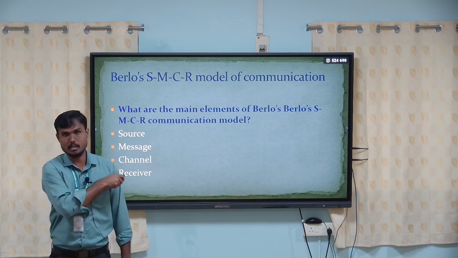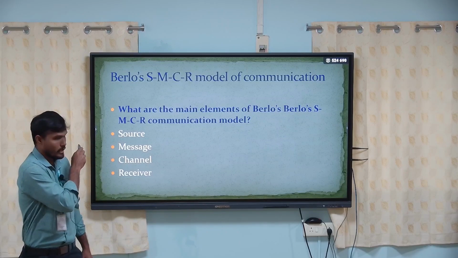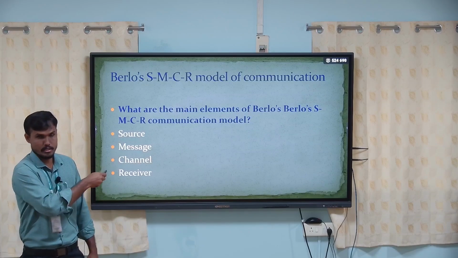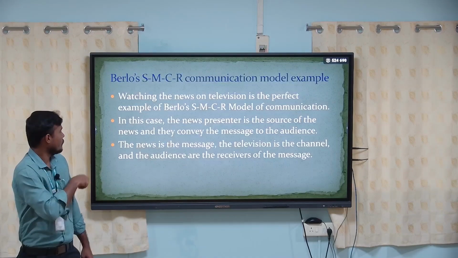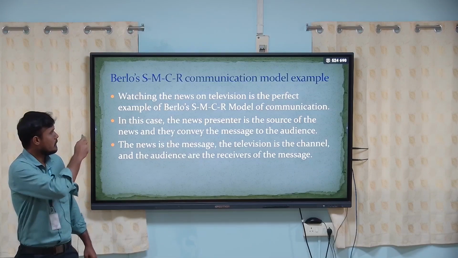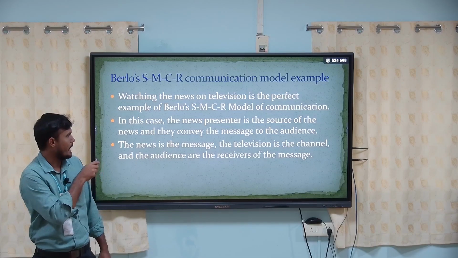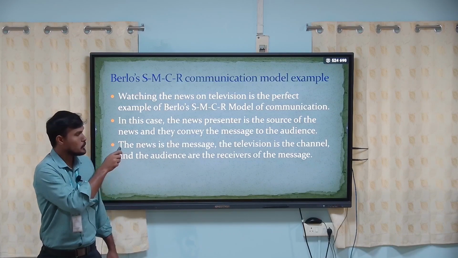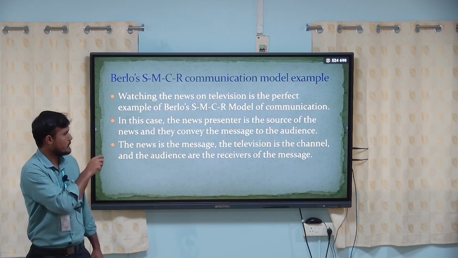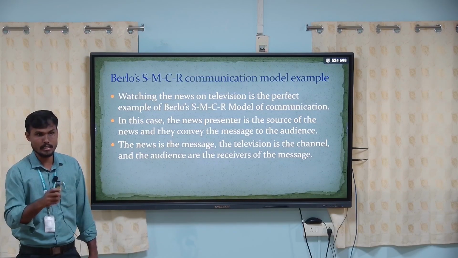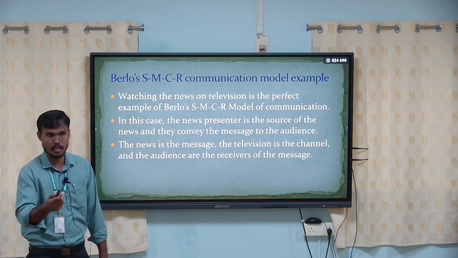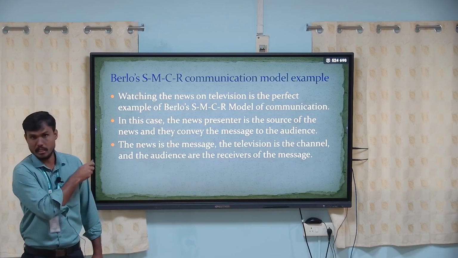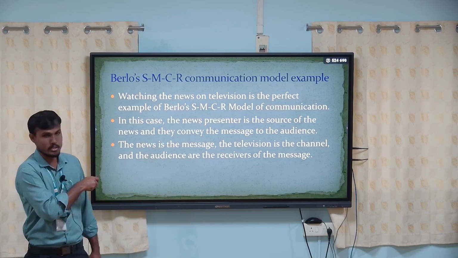So what are the main elements of David Berlo's SMCR model? S means source, M means message, C means channel, and R means receiver. Watching the news on a television channel is a perfect example of the SMCR model. In this case, the news presenter is the source and conveys the message to the audience. Message means content, what the sender sends to the receivers. The news is the message. The television is the channel, and the audience are the receivers of the message.